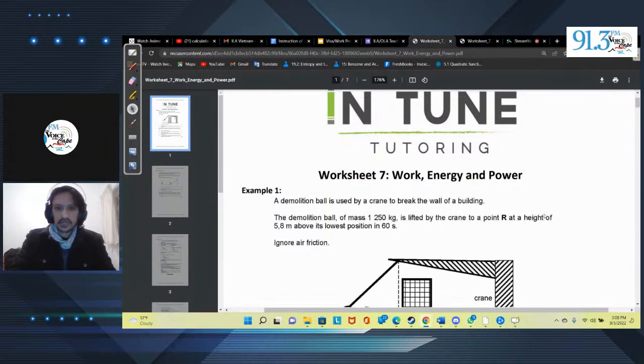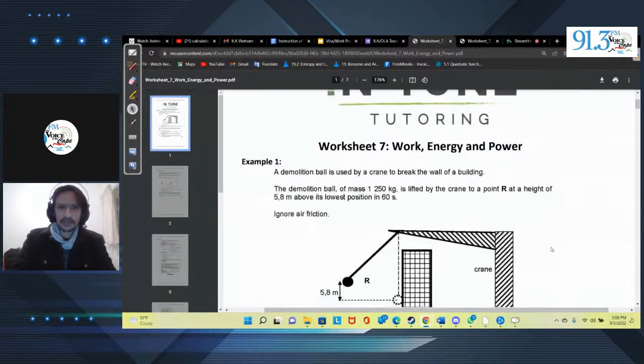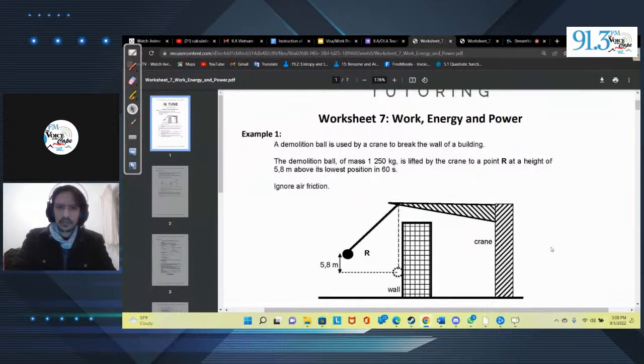So let us go into it and we look at the first problem, and we'll go through a few definitions along the way to make sense of things for you. So in example one, I state here a demolition ball is used by a crane to break the wall of a building. The demolition ball of mass 1,250 kilograms is lifted by the crane to a point R at a height of 5.8 meters above its lowest position in 60 seconds. They state to ignore air friction. So friction is not something we even need to worry about taking into consideration for this problem.